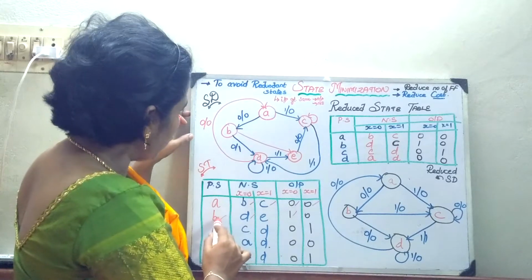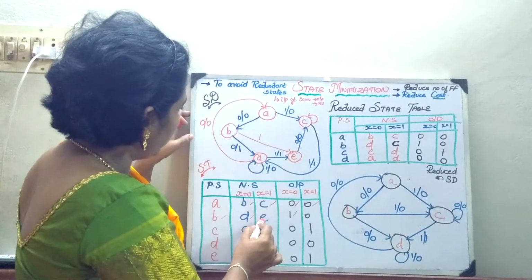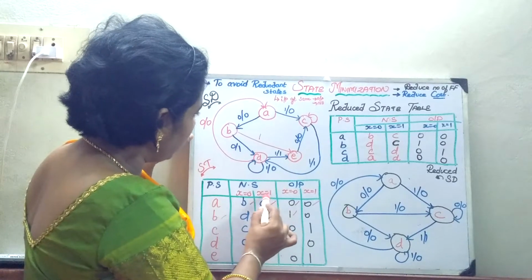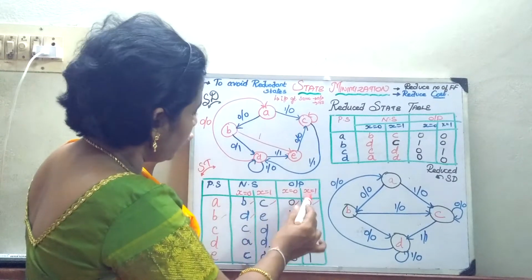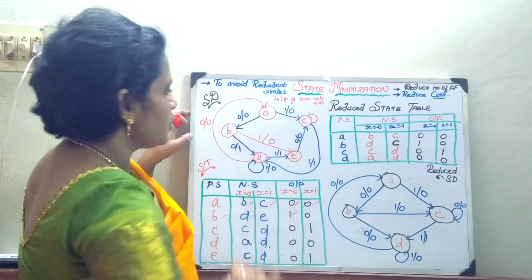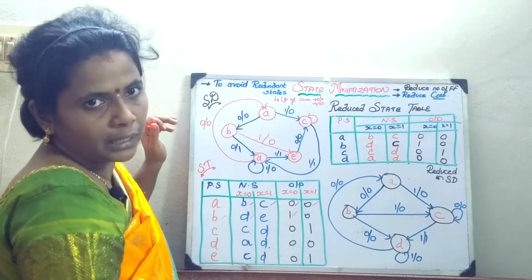Okay, B goes to E when my input is 1. And when my input is going to be 1, what is going to be my output? Output is going to be 0. So in this fashion you have to fill your table.